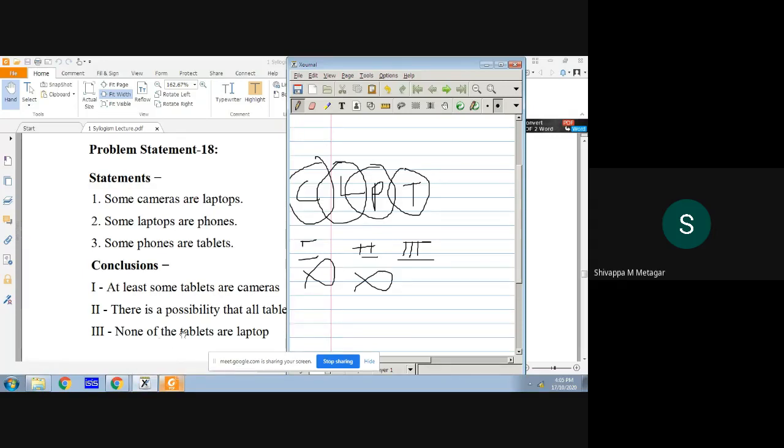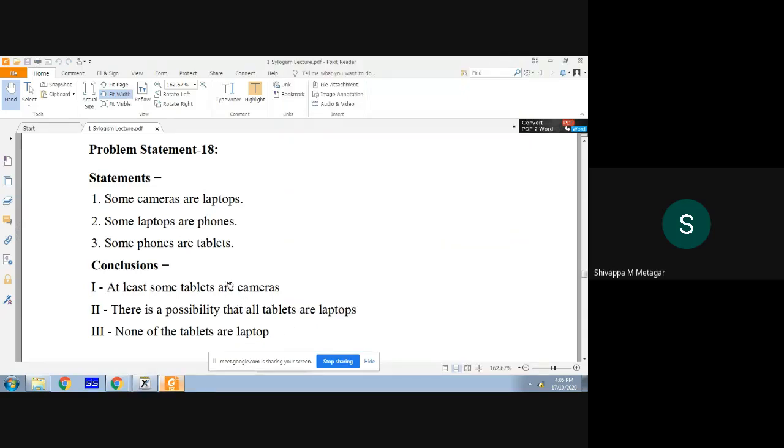Third one they have given: none of the tablets are laptops. Yes, none of the tablets. Tablets are laptops, this one. The laptop part is here, the tablet part is here. So none of the tablets are laptops. So the third one, they have given the right answer. Third alone is sufficient to answer the given question.